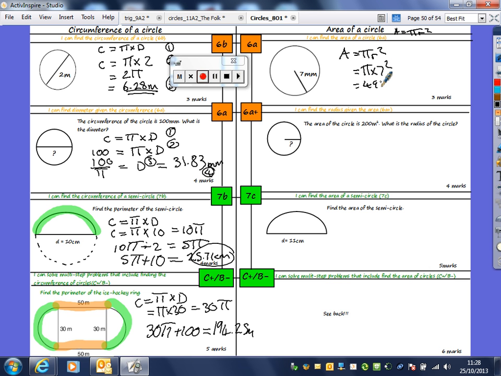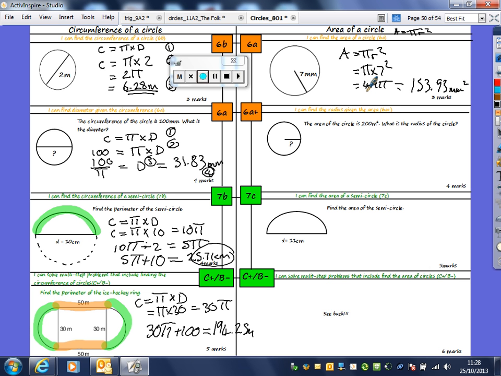That is 49 pi, which is 153.93. And that is millimeters squared, because it's area. Okay? All three marks must have the formula, correct working, and then the answer with the correct units of measure on. Right. Next stage, it says I can find the radius given the area.